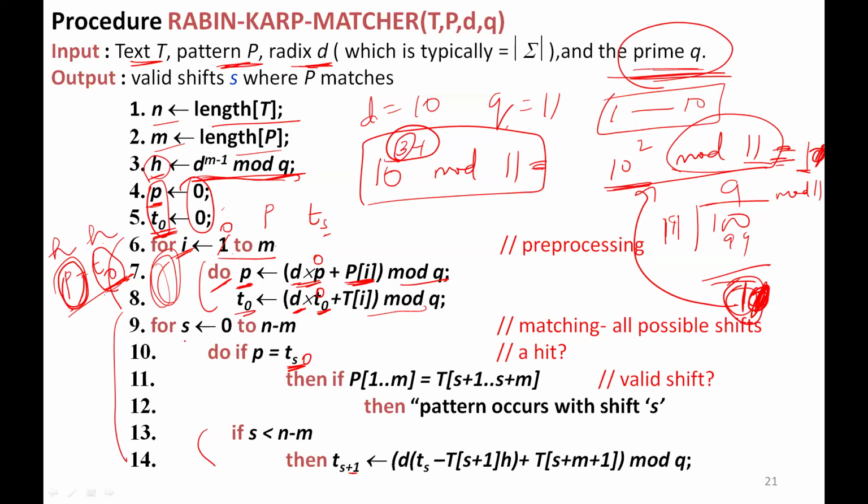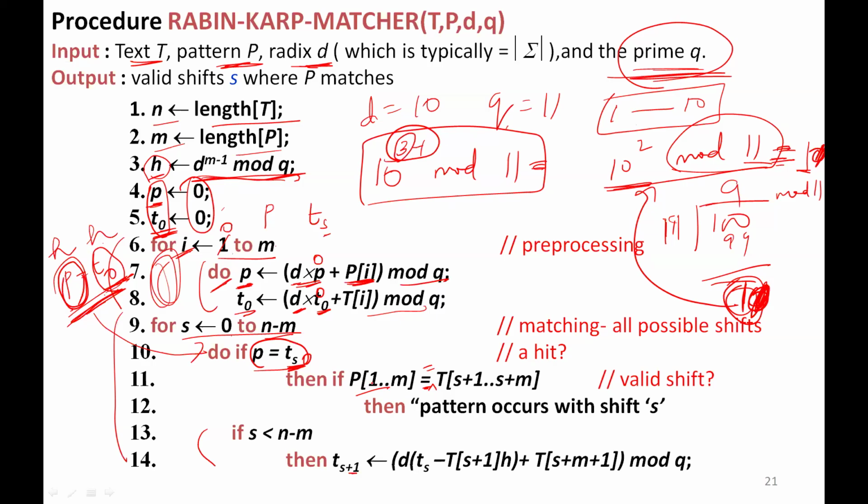Now once you get that, you can see you come here where S is 0 and it moves till n minus m. You check whether the hash values that you got here are the same. That is what we have written in the pseudocode. If both are same, then you check P[1..m] equals T. This single equal means basically it is checking whether they are equal. In actual coding, you write it as double equal.